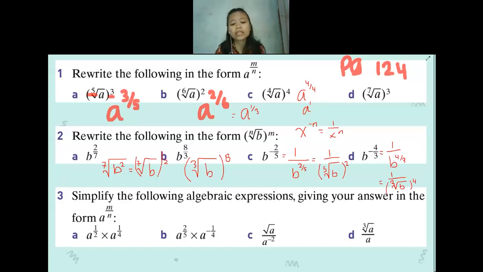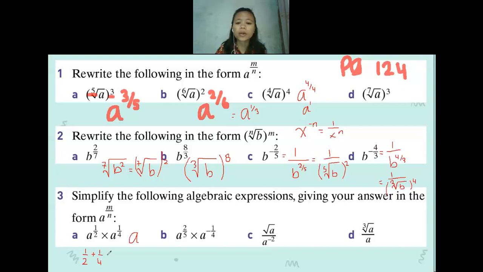Simplify the following algebraic expression, giving your answer in the form of a to the power m per n. This is multiplication. When multiplication, what do we do to the power? Add. Yeah, we add them. So now let us add first. 1 per 2 plus 1 per 4. How many will it be?